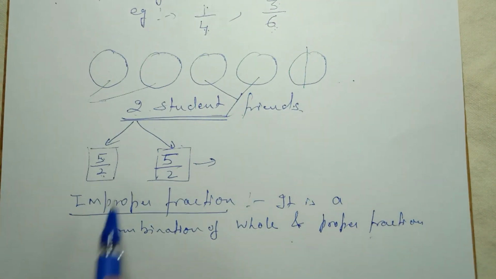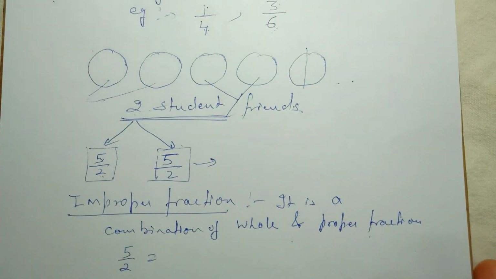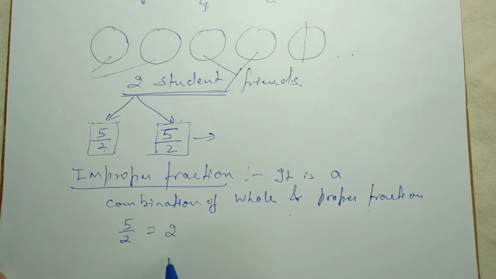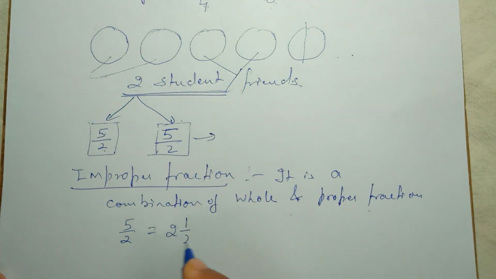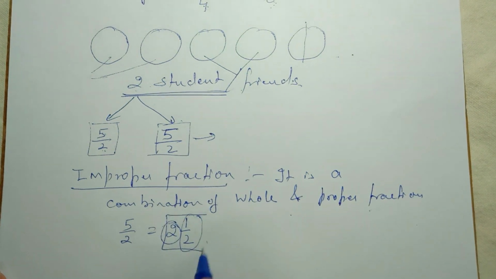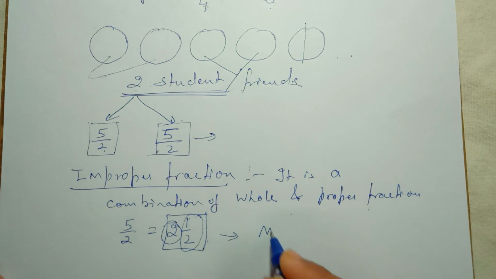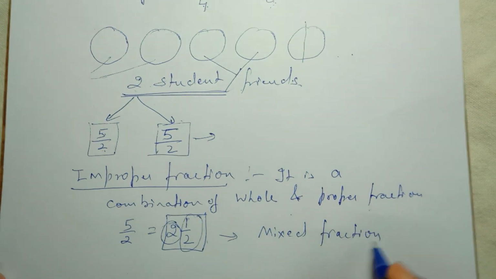Now, how was this divided? One student got 2 complete chapatis and 1 chapati was distributed in halves. So we can write it as 2 1 by 2: 2 full parts and 1 part equally divided. So this number that we are now getting, 2 1 by 2, is called a mixed fraction, which is another type of fraction.